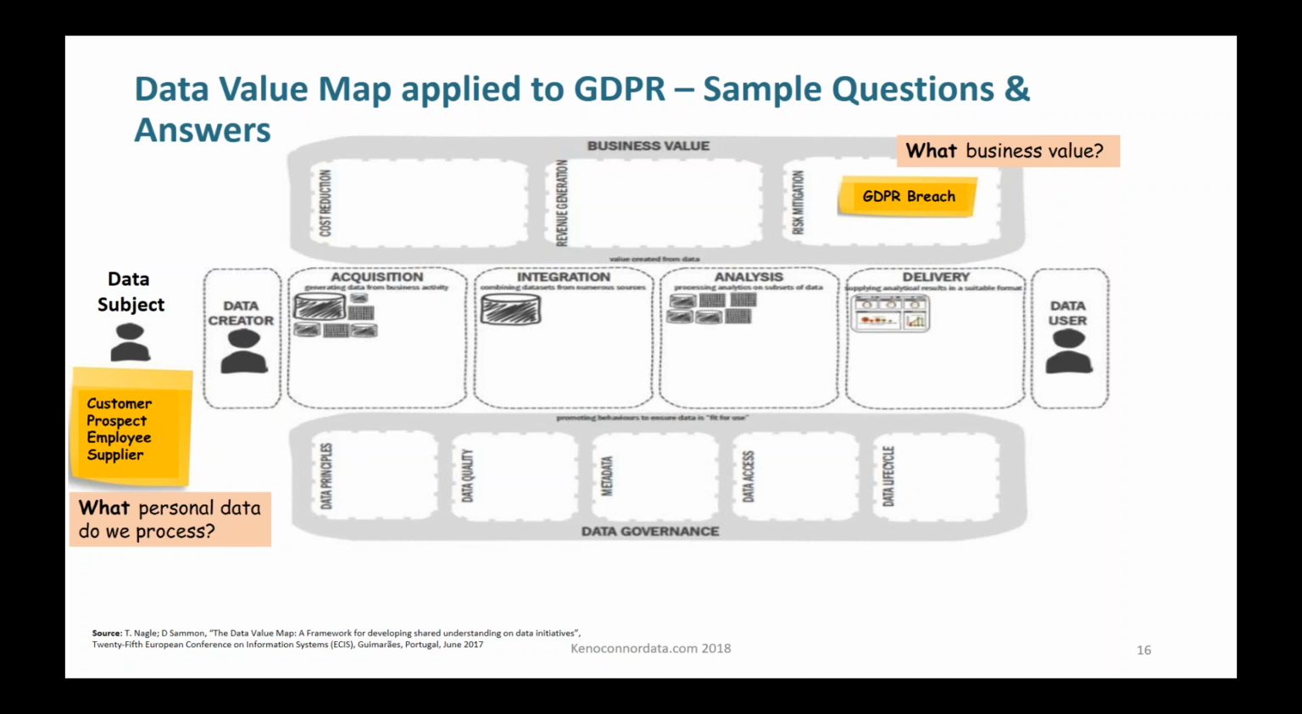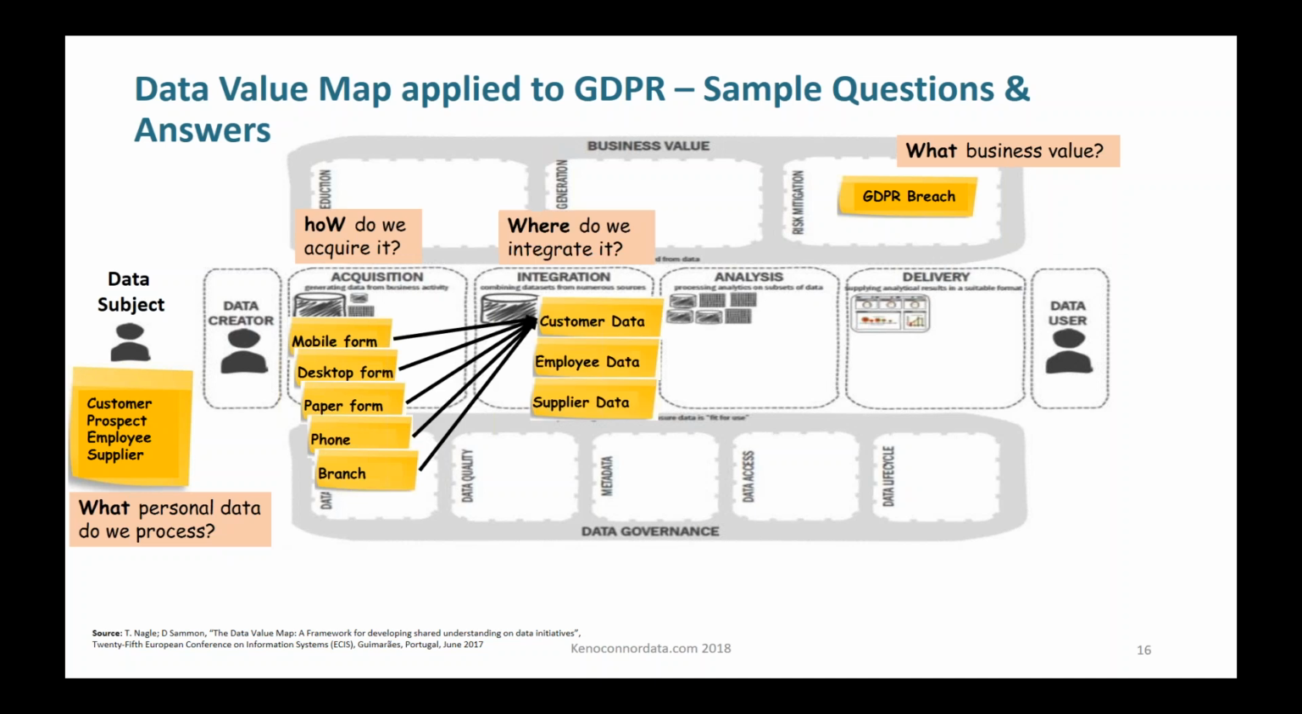And then in terms of what personal data do we process? Well, you got a list of options there. How do we acquire it? Well, it could be a bank, and we've got various forms, mobile, desktop, paper. Someone could come into the branch. So where do we integrate it? Well, maybe we pull all the data together.